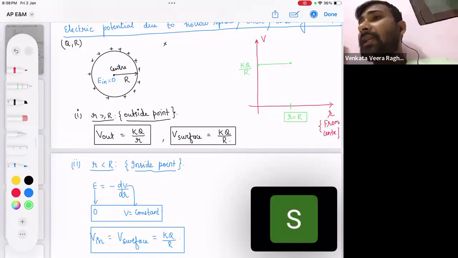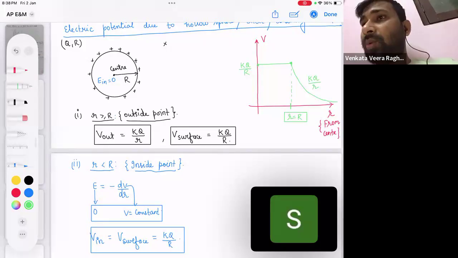And once I reach the surface, after that it will start decreasing, inversely proportional to distance. So kQ by small r we can write. At the surface it remains constant, and when we go to an outside point, the potential becomes kQ by r. So inside the potential is constant, and outside it is inversely proportional to the distance from the center.